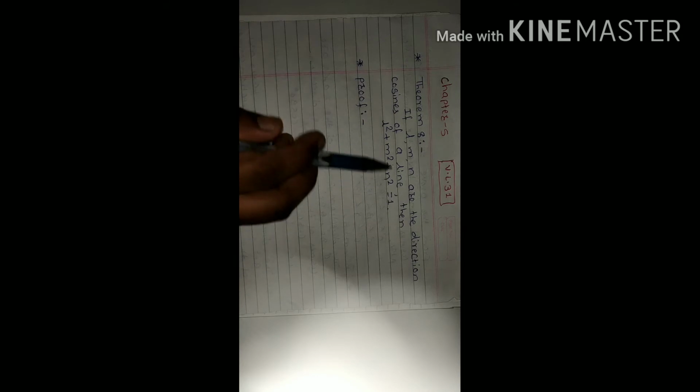Hello students, now we are continuing the next points of vectors, that is theorem number 8. If L, M, N are the direction cosines of a line, then L square plus M square plus N square is equal to 1. In the proof, we take L, M, N as the direction cosines.